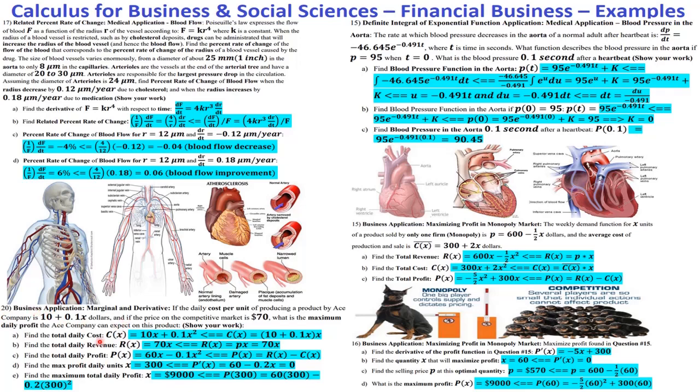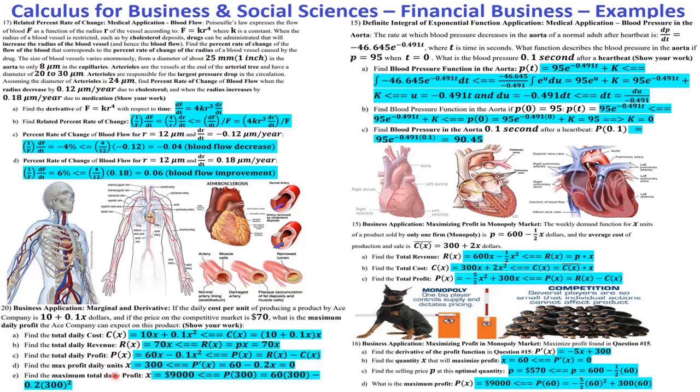So given the cost function 10x plus 0.1x squared, this is for a product by Axis company, and their revenue is 70x. Then their profit is revenue minus cost, which is 60x minus 0.1x squared.